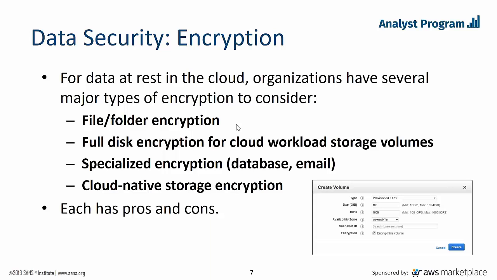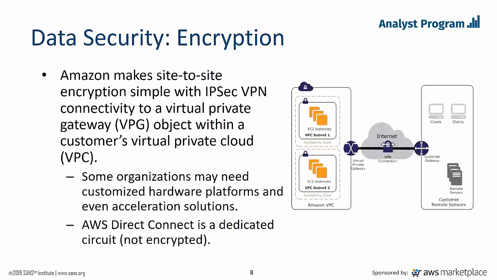So if you take a look at what's here and we talk about the pros and cons, we've got file and folder encryption, which we've classically looked at. We've got full disk encryption that has conceptually been something we've done for endpoints and laptops and so forth. We've got specialized encryption in different places. We've got some of the cloud-native storage encryption options. All of these have their own benefits and drawbacks, depending on what it is you're trying to do. So what we're going to talk about briefly is the different types of encryption and what that represents in cloud-based architectures and implementations.